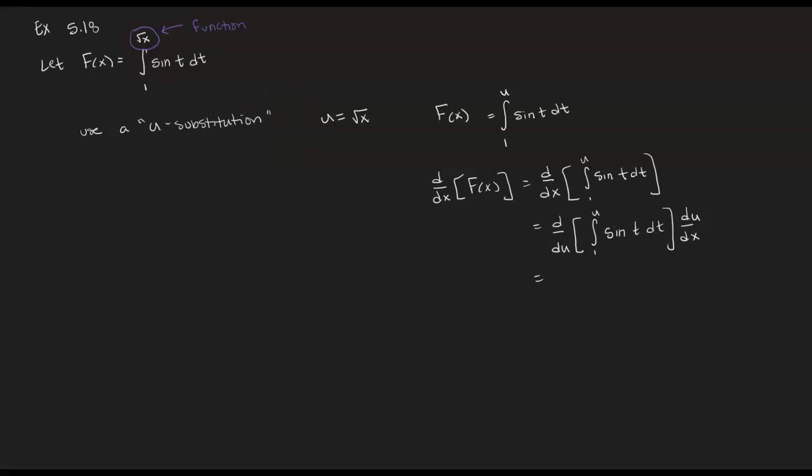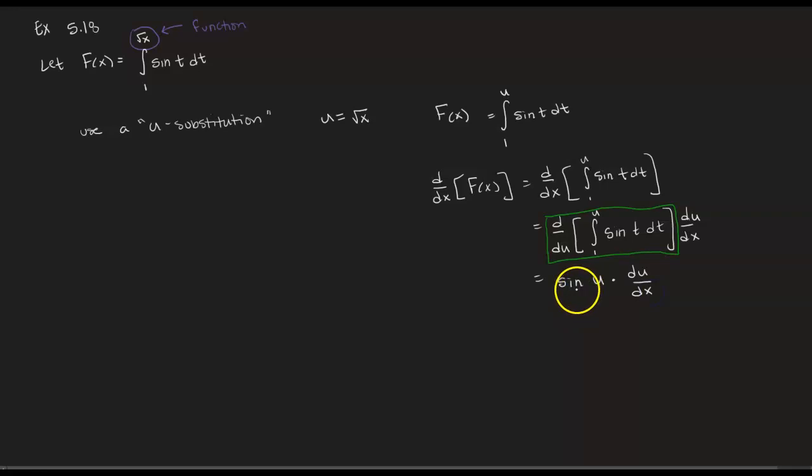So we'll use the Fundamental Theorem of Calculus Part 1 on the derivative of the integral with respect to u, because it matches that definition, except we're not using x, we're using u. So that would become sine u, and then times du dx. And now we're going to go back and replace u with x. So instead of sine u, it becomes sine root x.